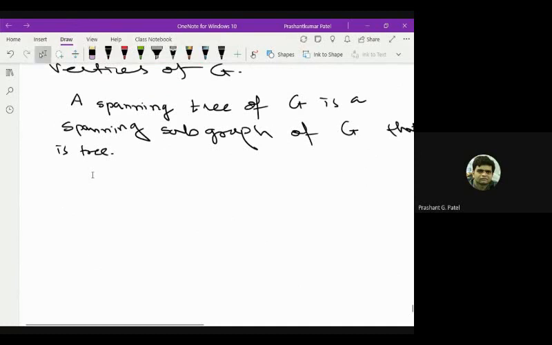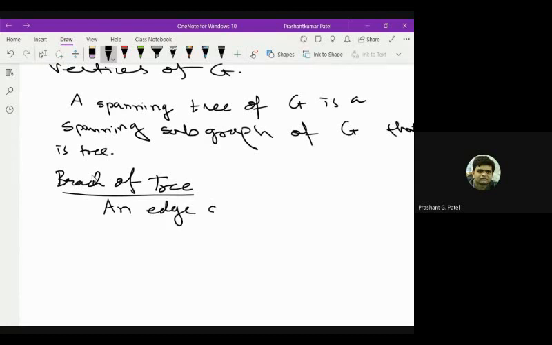The next definition is a branch of a tree. A branch of a tree is any edge of a tree. An edge of a tree is called a branch of a tree.